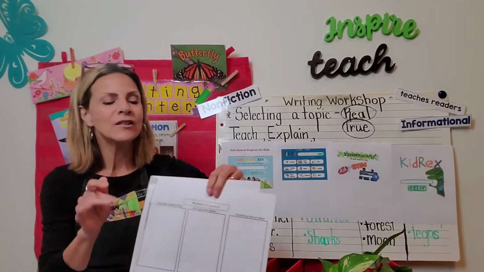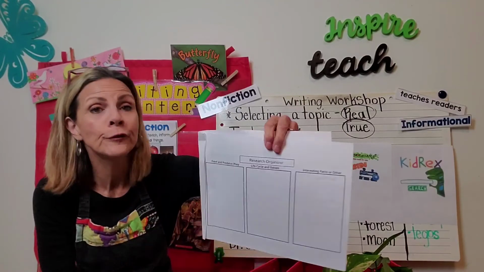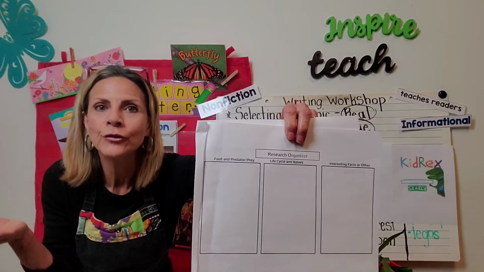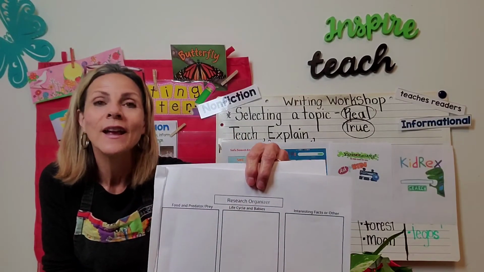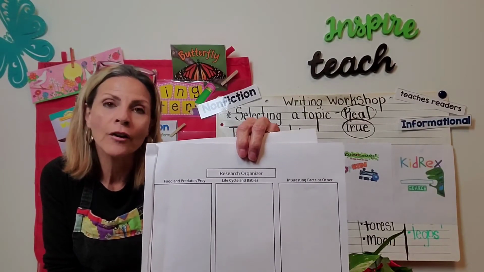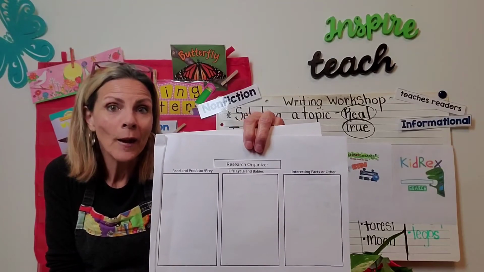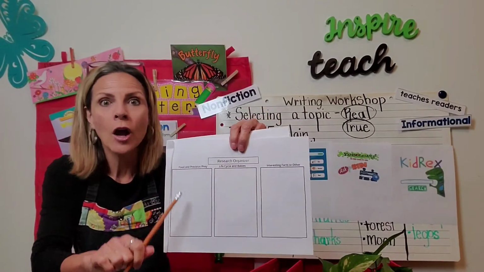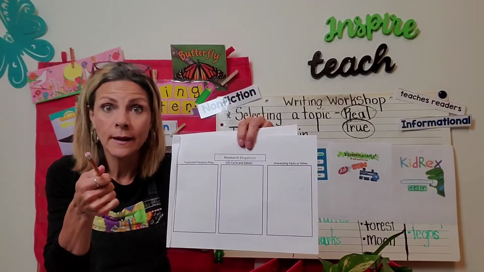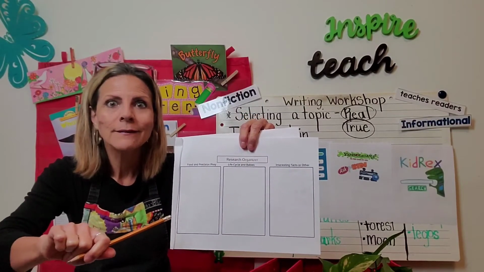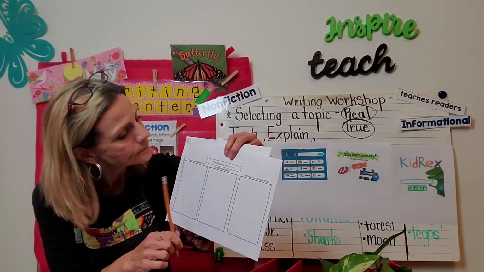On this page, I have a section for food. What does that creature eat? And then I put predator and prey, because most creatures are both predator and prey. And so we want to talk about how they eat and how they hunt and who hunts them. Facts like that will go here.